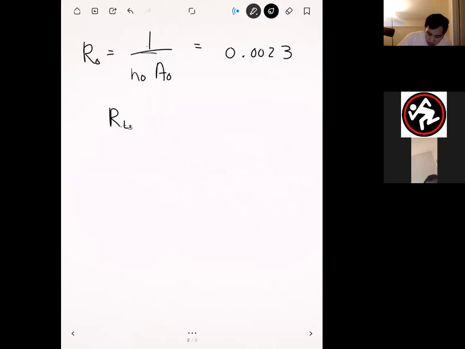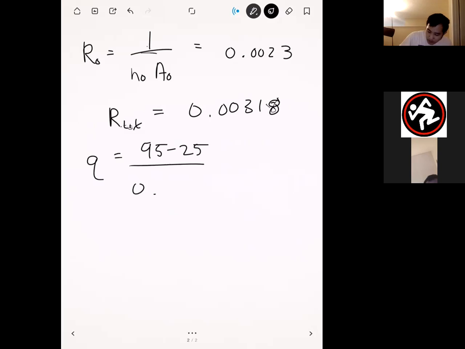Okay. And then you add up all the resistances. You get R total is equal to 0.00318. And then from there, just dividing, right? So the temperature difference is 95 minus 25, divided by that. And then your Q should be 95 minus 25 divided by 0.00318. And then you should get a heat transfer rate of 22,012.3, right?